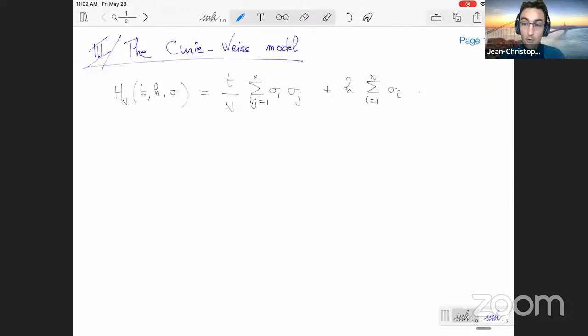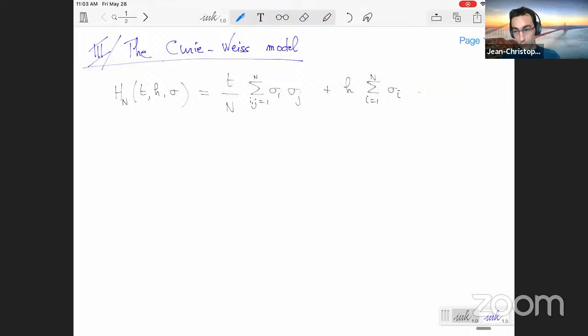Instead of having just one temperature parameter, I put two parameters. One also encodes this external field H. So I fix T and H. T is non-negative, H is a real number. And for each fixed value of T and H, I define an energy function, Hn of T, H, sigma, which is as written on the slide. So it's similar to the Ising model, except in this sum here, I did not write down that i has to be a neighbor of j. So if you want, everybody is a neighbor of everybody else.